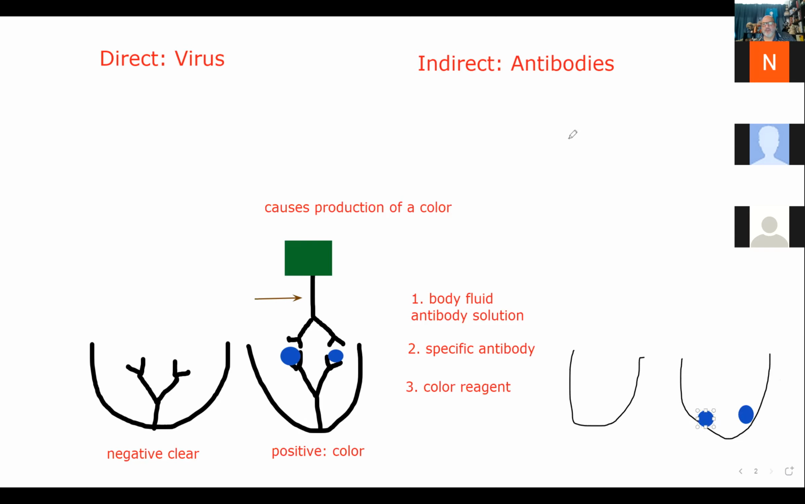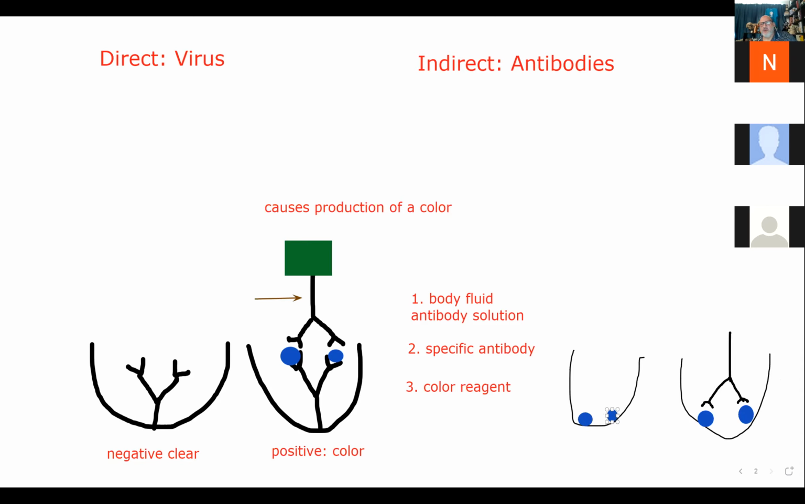So that when you put the bodily fluid in there, if there is an antibody present, it will bind to those antigens. Whereas, again, this one has the antigens on the surface. Oh, I guess I should make those blue for consistency. If you don't have the antibodies, then you don't have anything that can bind to it.